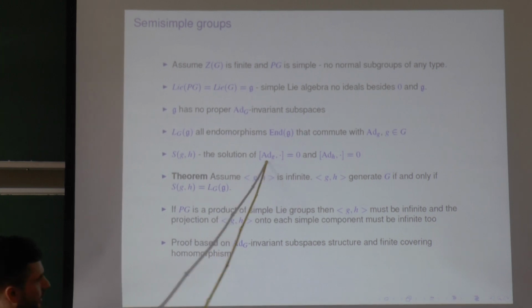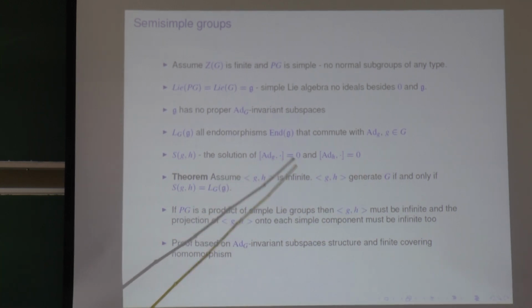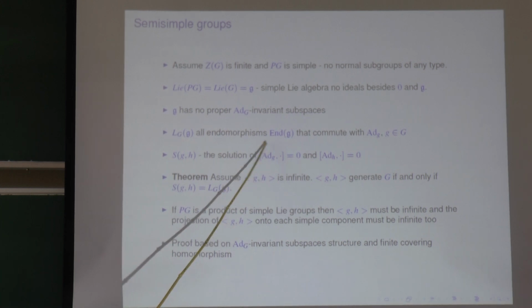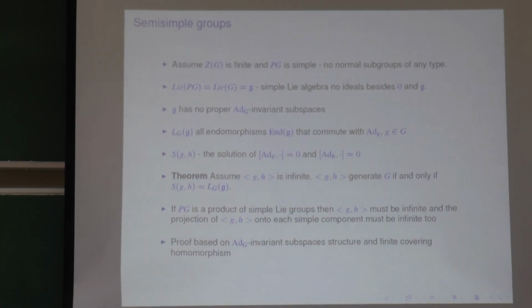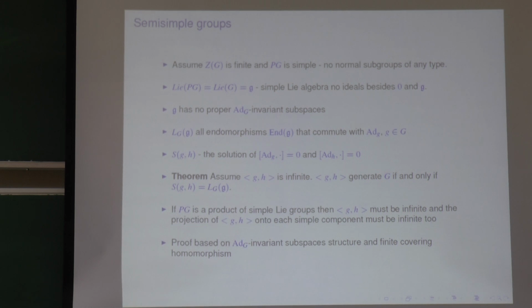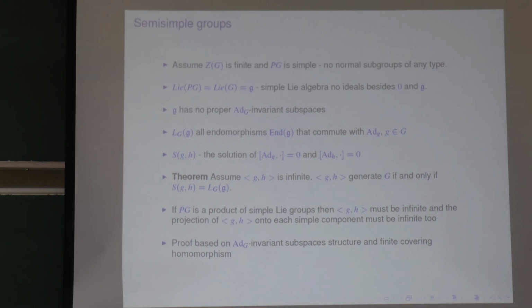So in one direction this is a trivial statement, because if this is an infinite group and if it generates G, it must be like this. Because any element Ad g for any g is constructed from these two operators. So if something commutes with all, it also commutes with this. But in the other direction, it's not so trivial, and I will not show you a proof. However, it's really simple, but we perhaps won't have time for this, because I want to show you more examples, not just general statements. This proof is basically based on looking at other G-invariant subspaces, and also using this finite covering homomorphism property. But it's really, really simple.